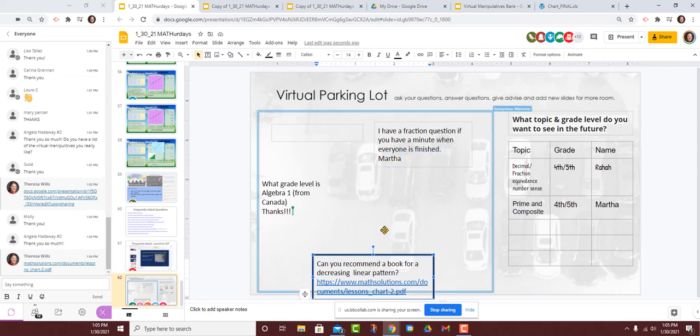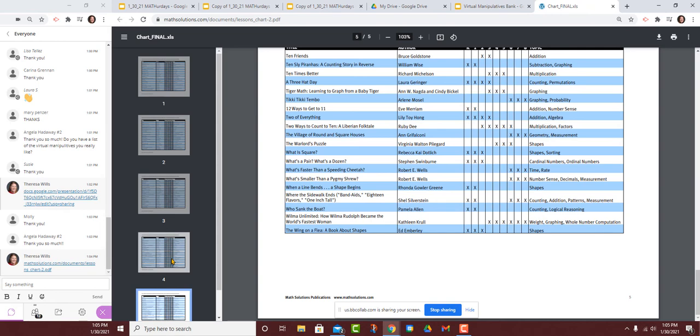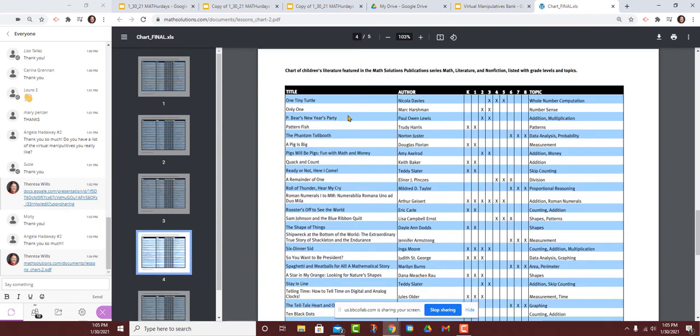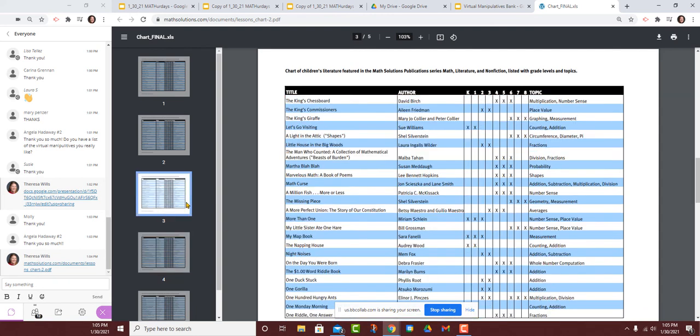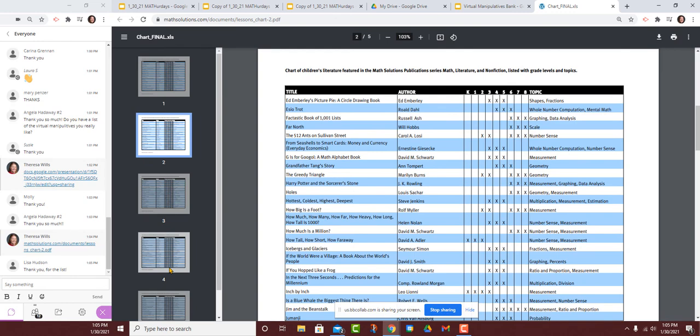Somebody wanted to know about the books and the linear patterns, so I put a link there. This is a document that comes out of Math Solutions, and I really like this as a starting point. Most of these are picture books, and it tells what grade levels and topics go along with it. So if I'm trying to find a book, I usually start here, and then I just start Googling other books like it. Yeah, that list is definitely pretty cool. I've been increasing my library with these books.